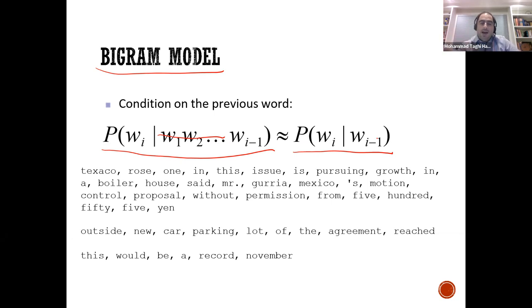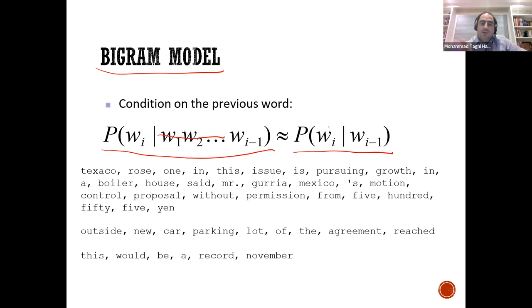So as you can see here, this is another one. This is a bit better than the previous one, because the previous one completely ignores this dependence or correlation between a word and the word just before it. Here, we are considering the word before, and we capture that.